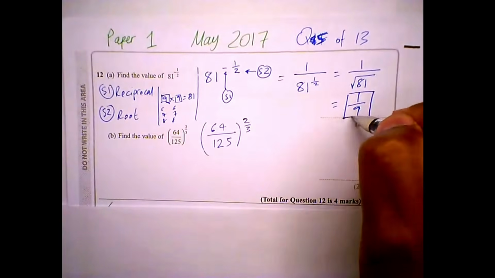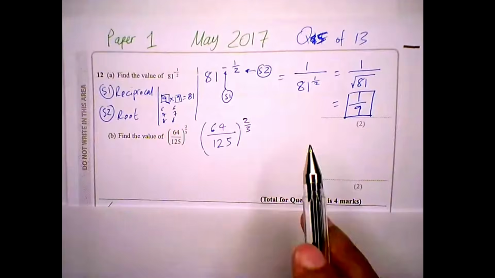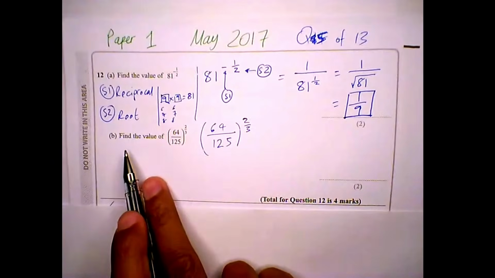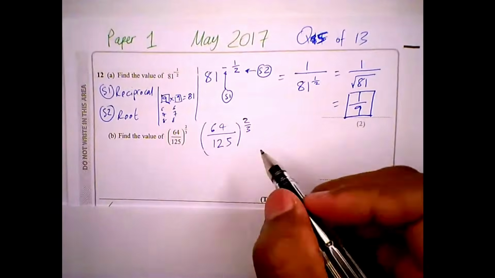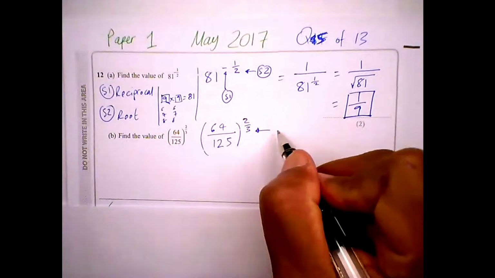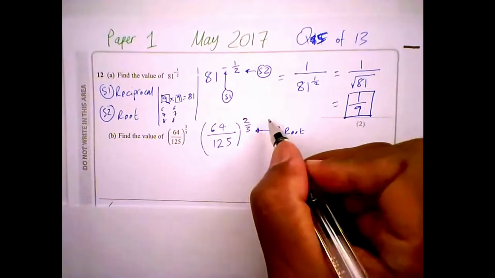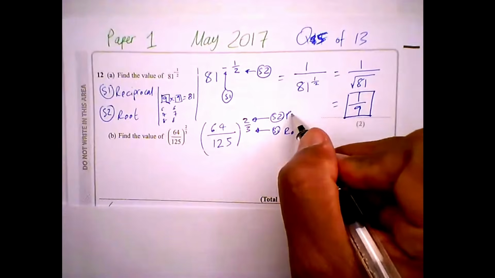Okay, hopefully, if you know your times tables, that's going to be quick and easy for you. Let's go to the next part, part B. Find the value of 64 over 125 raised to the power 2/3. So similar to the previous question, this is my step 1, which is my root. Notice 3 is coming up quite often, and step 2 is raising it to the power.